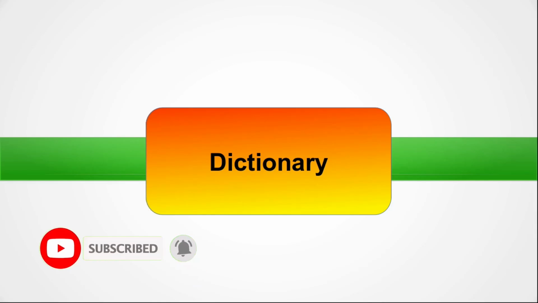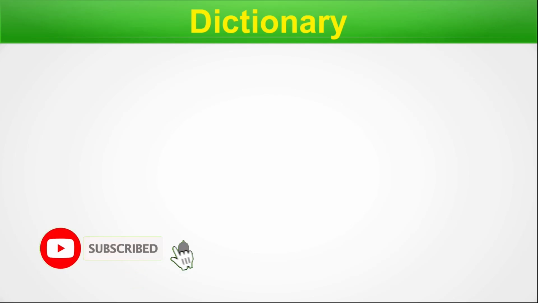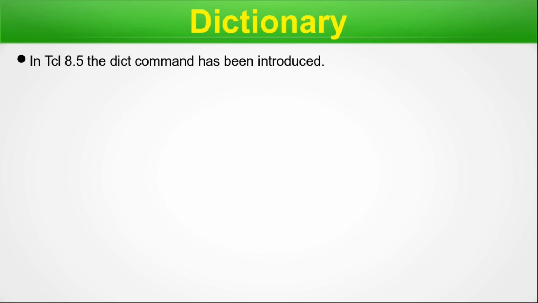Yeah, let's talk about the dictionary. This is not a dictionary like the one we are familiar with in the English language. This is a separate thing, a data structure, and we are talking about it in this section. In TCL 8.5, the dict command was introduced. So dict is a command that creates the dictionary, and it started from TCL version 8.5.